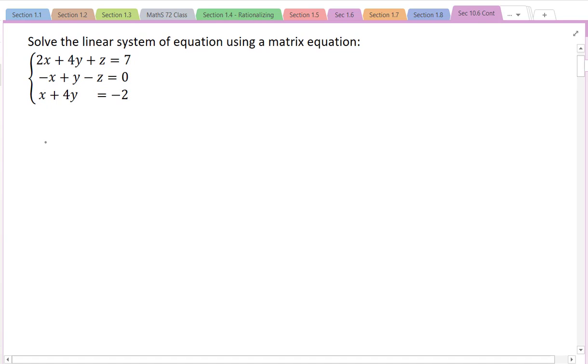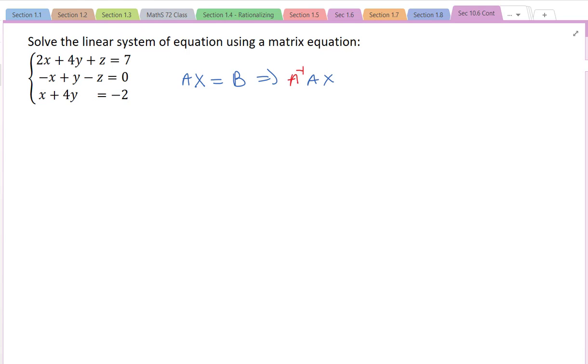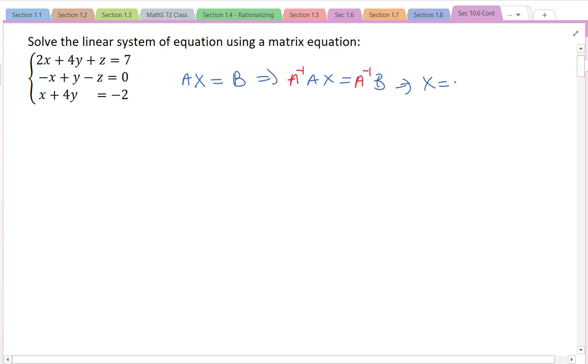So we're going to write it as a matrix equation. So we're going to have AX equals B, which again, multiply on the left by A inverse. So I'm going to have A inverse times AX equals A inverse times B. And we do it on the left. So which tells me that X is A inverse B. Can we do this multiplication?